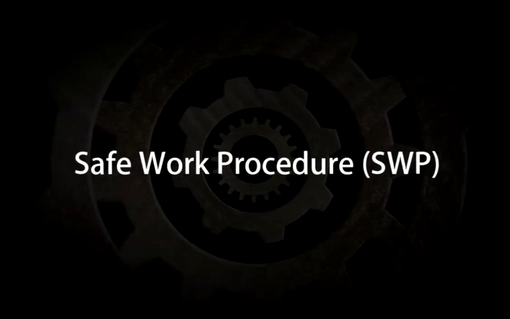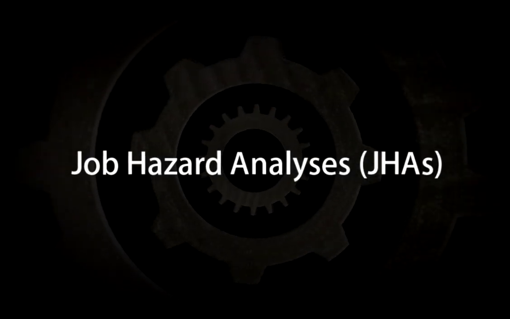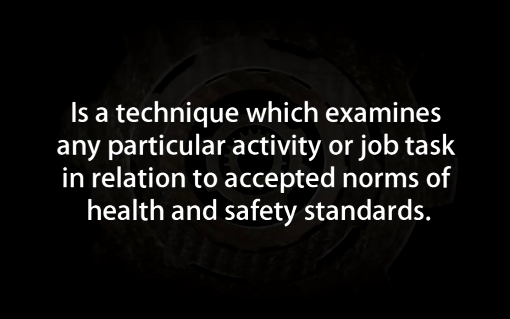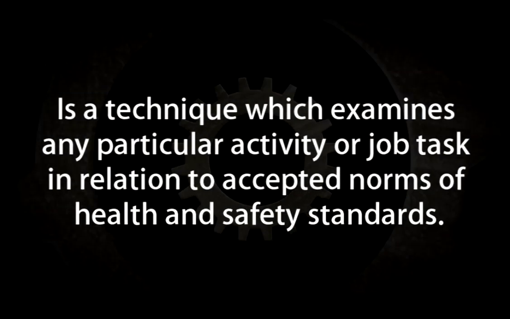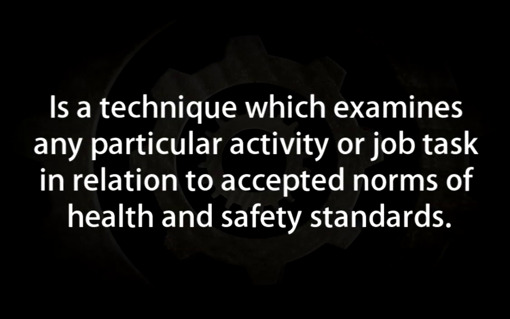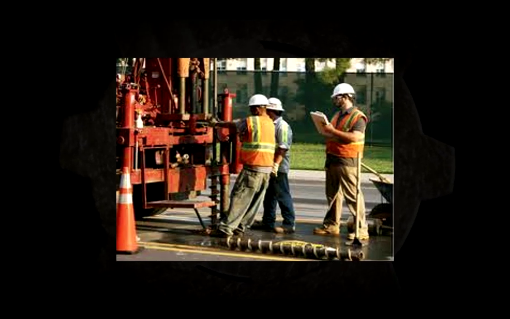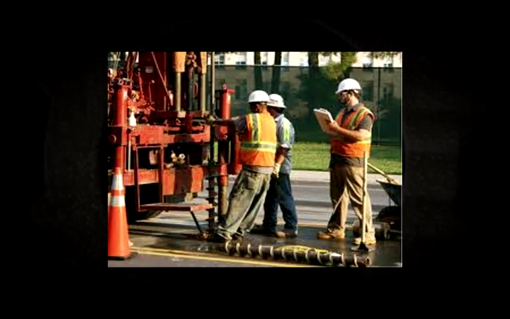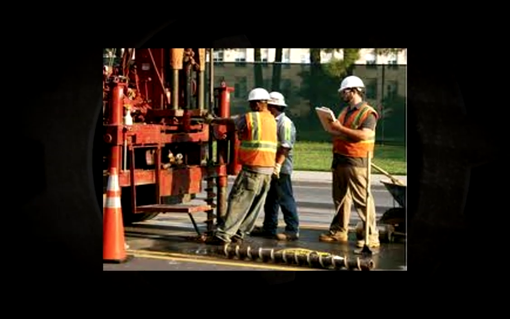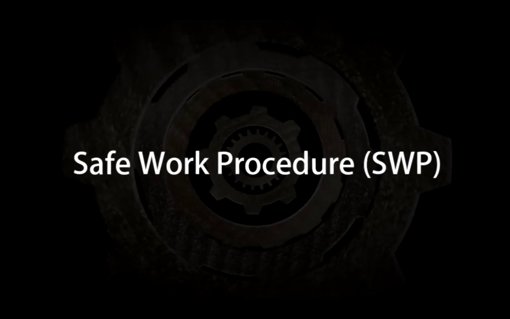A safe work procedure enables carrying out a job hazard analysis, or JHA, on particular tasks or activities. A job hazard analysis is a technique which examines any particular activity or job task in relation to accepted norms of health and safety standards. Essentially, in any JHA, every basic step of the activity or task is scrutinized to identify potential hazards or risks. Then it establishes the safest way, or mitigation measures, to perform the said task or job. The final outcome of such a process is defined as a safe work procedure, or SWP.